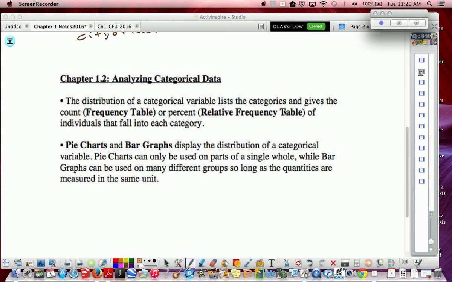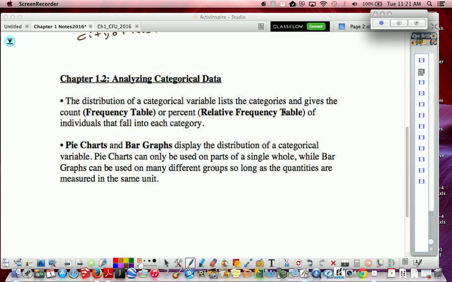So today, 1.2, we're going to continue our exploration in chapter 1, where now not only have we identified individuals and the variables and the different types, now we want to know how do we actually take that data and look at it and start to analyze it and make decisions based on what information we have collected. So today, 1.2 is going to focus on categorical pieces of information.